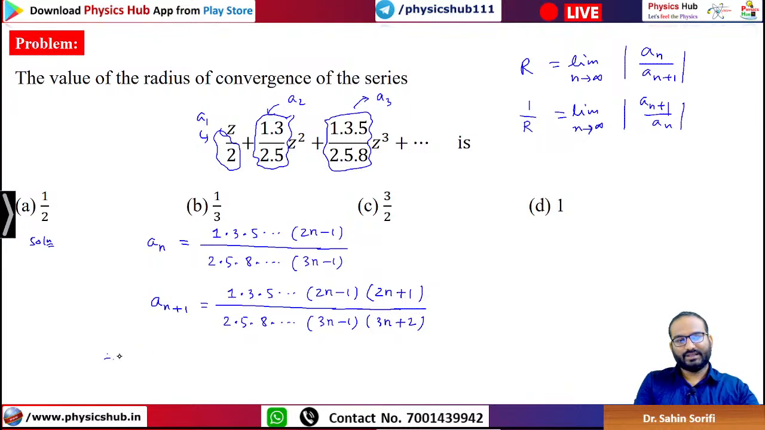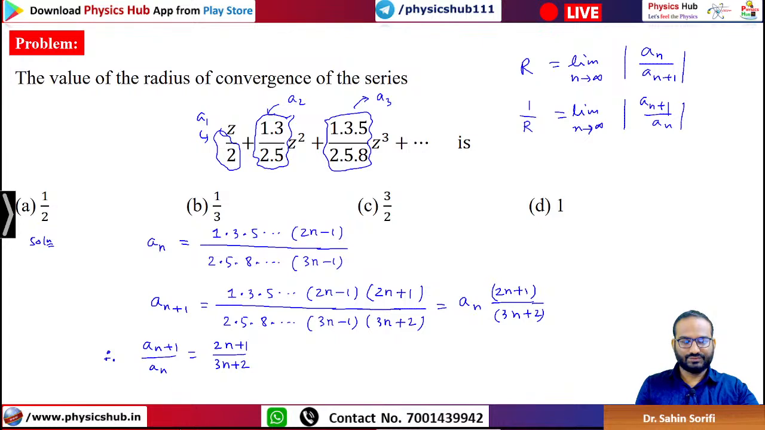So if you take the ratio, let us say between an plus 1 and an, this is nothing but an times 2n plus 1 by 3n plus 2. So an plus 1 by an is equal to 2n plus 1 by 3n plus 2. No issue in writing this.